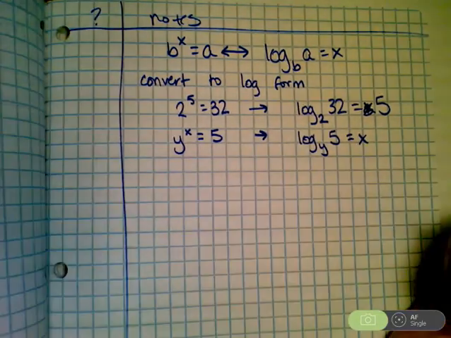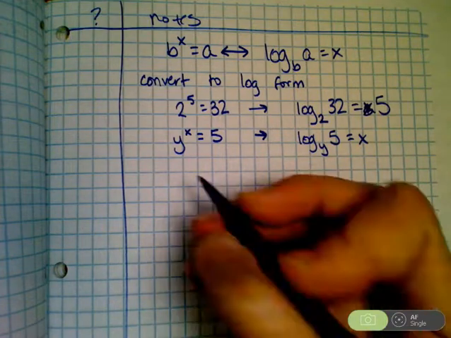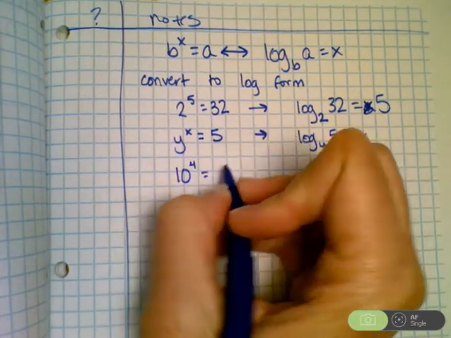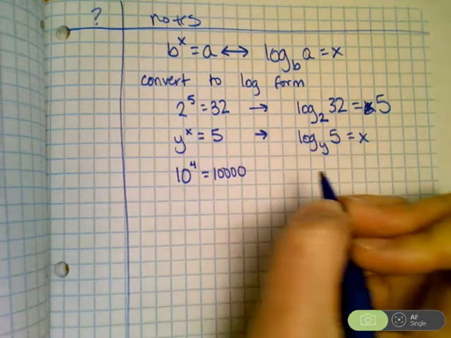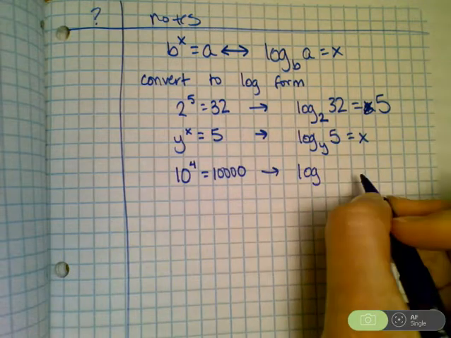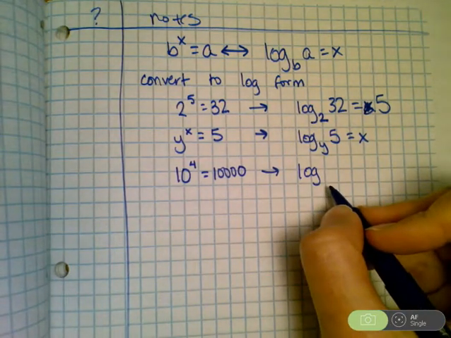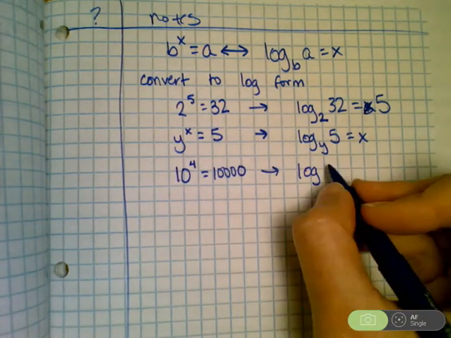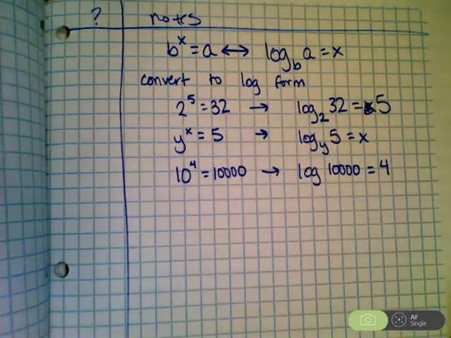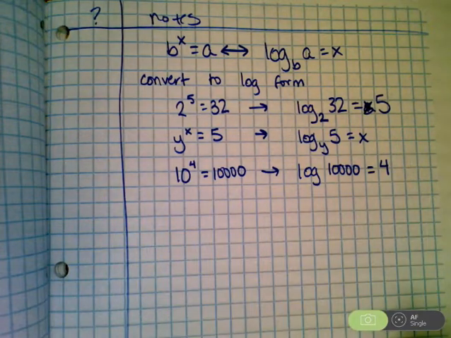If you had 10 to the 4th, say, equals 10,000, if you were rewriting that in log form, you would write log. You don't have to write the 10. There's no base, that's assumed. Log 10,000 equals 4. Okay, so those are just some examples of how you go into log form.